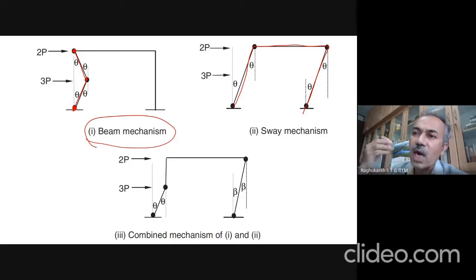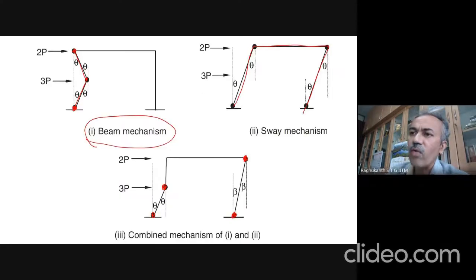Suppose 3P was not there, then you would have only one mechanism, that is a sway mechanism. Because of 3P, the load is acting at the center of the column, so you can have a beam. That means the column is also like a beam kind of thing. Then you can have a combination also. So this is a combined mechanism, with one hinge here, one hinge here, and no hinge here, 4 hinges only. Okay. So you have to find this out for all the three cases.